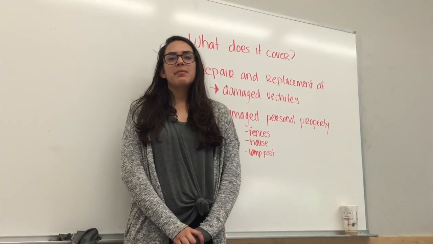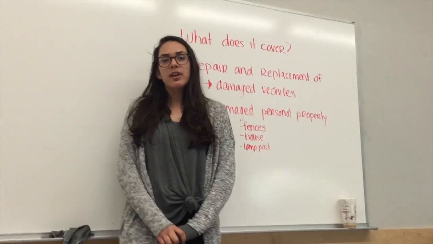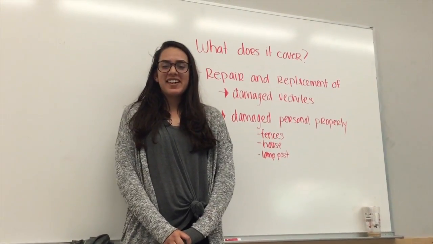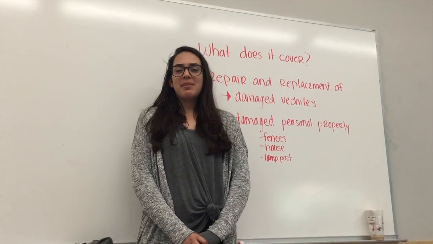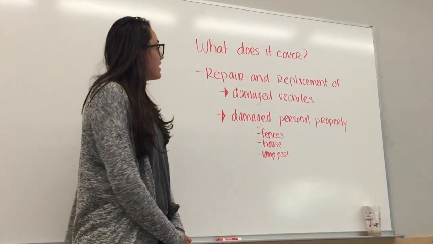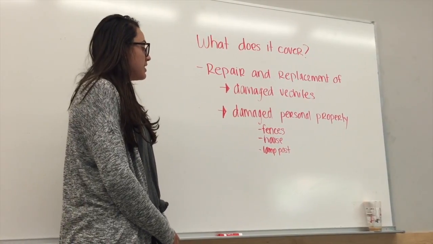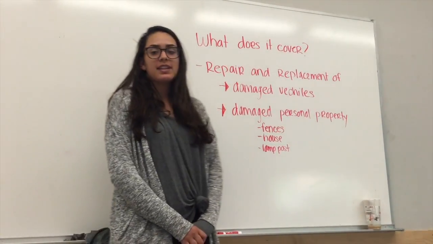So property damage liability is another form of liability auto insurance coverage. It covers the cost of damages to someone else's property after an accident occurs. This includes repair and replacement of damaged vehicles, and damaged personal property such as fences, houses, and lampposts.